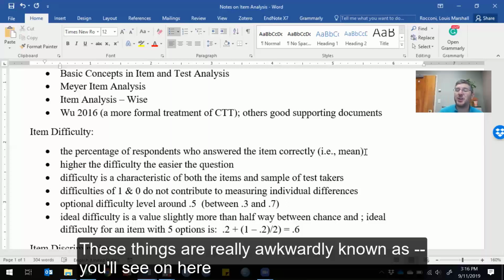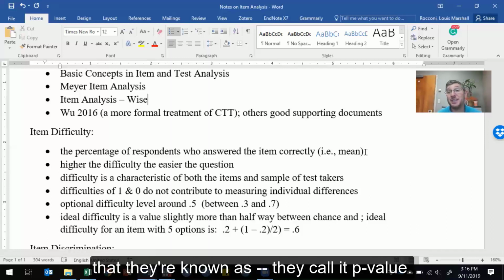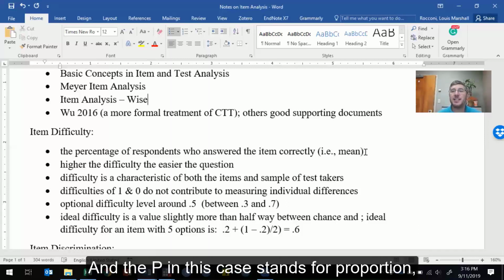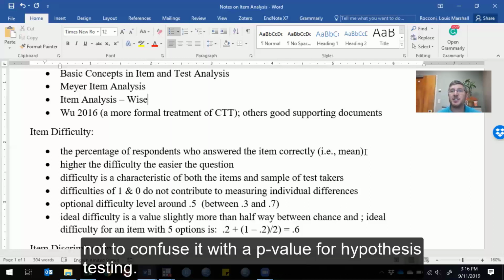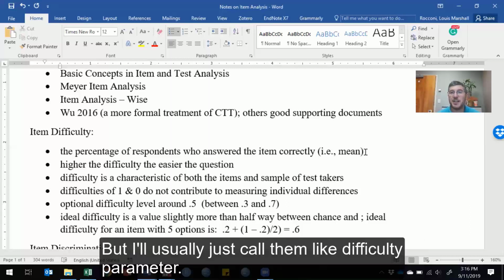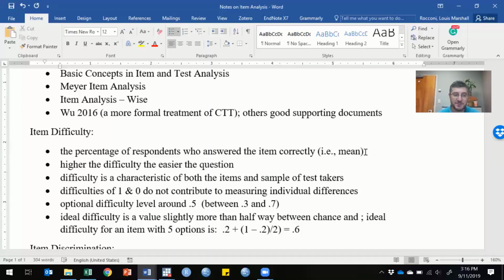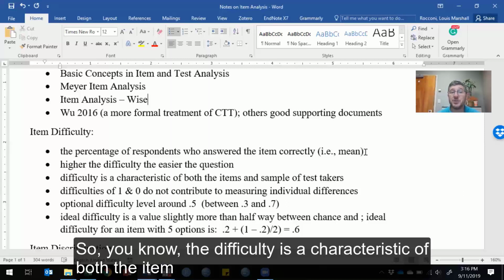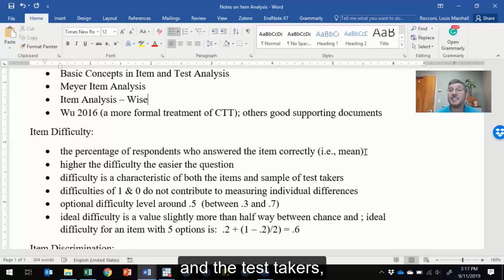These things are awkwardly known as, you'll see on here, the p-value. And the P in this case stands for proportion, not to be confused with a p-value from hypothesis testing. But I'll usually just call it the difficulty parameter. So, the difficulty is a characteristic of both the item and the test takers.